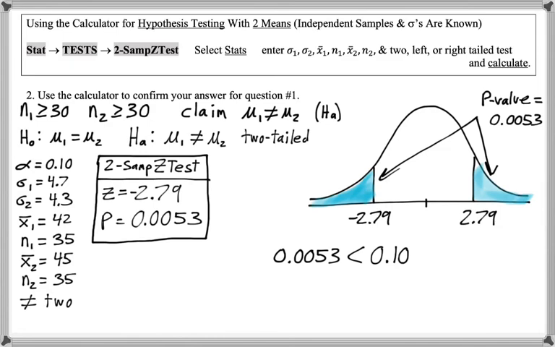0.0053 is less than 0.10, so the p-value is less than alpha, which means we reject the null hypothesis. And again, this is consistent with what we found on question 1.